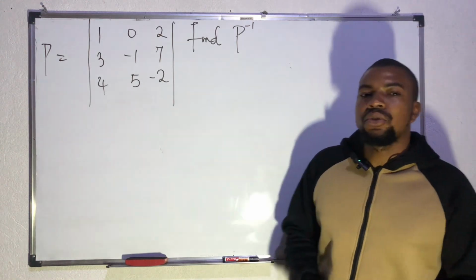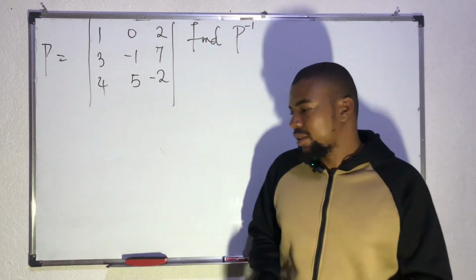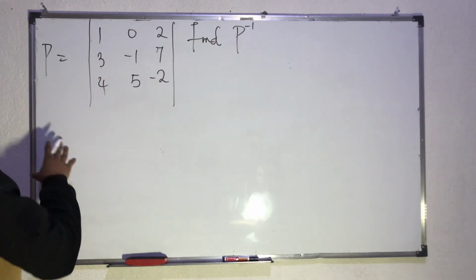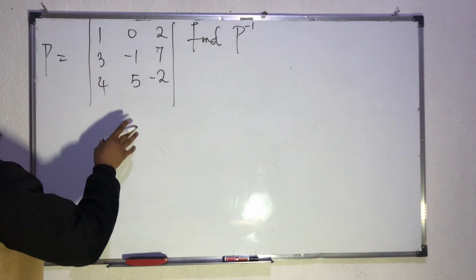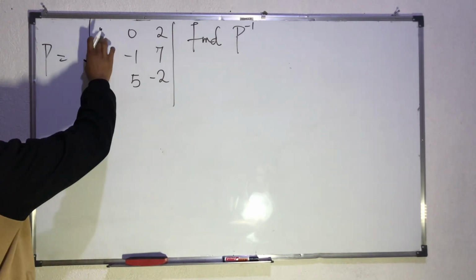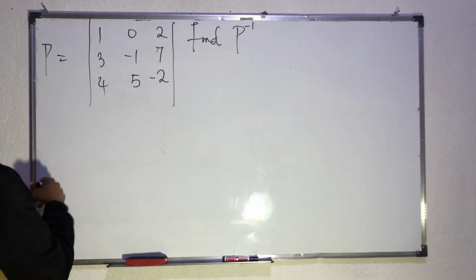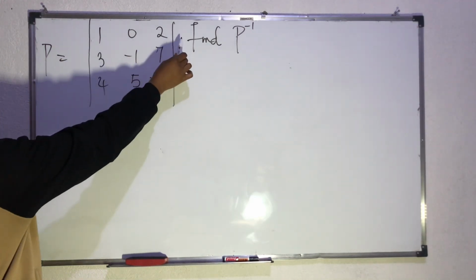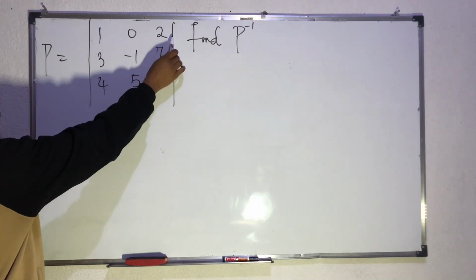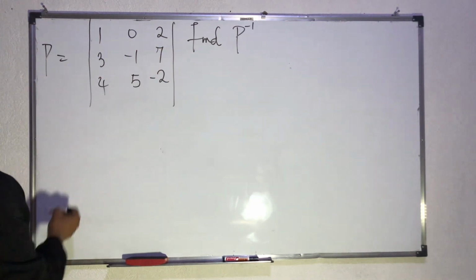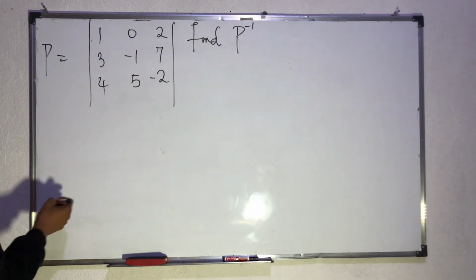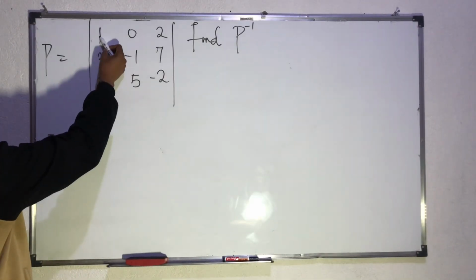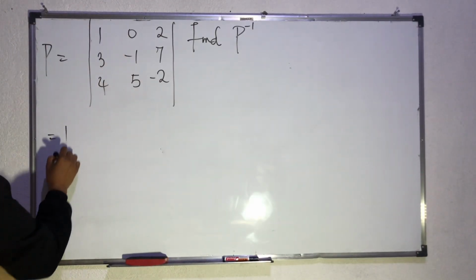So the first thing that we're going to do is to find the determinant. In finding the determinant, since this is a 3 by 3 matrix, I am going to break it down from 3 by 3 to 2 by 2. And how do we do that? We're only going to work with the first row. We'll use the first row to break it down into simpler matrices. So for the first one, I'm going to bring out a 1 here.